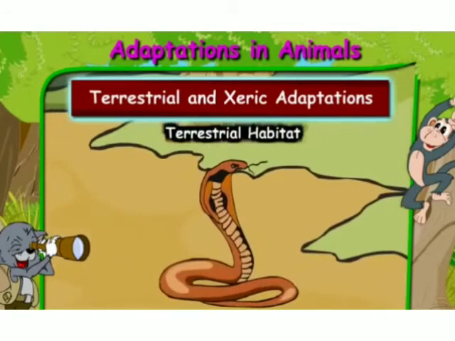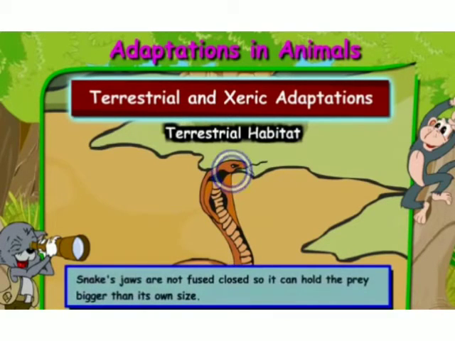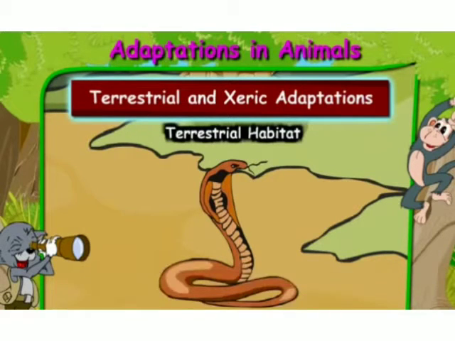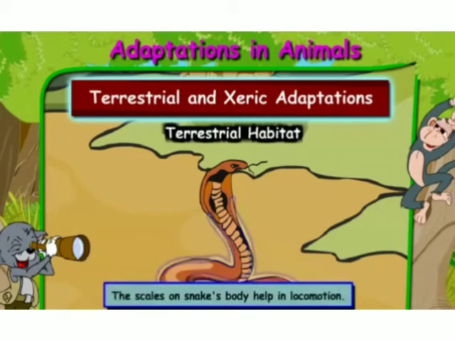The snakes show adaptation to their environment in various ways. Their jaws are not closely fused so that they can hold prey bigger than their own size. The scales on their body assist them in locomotion.